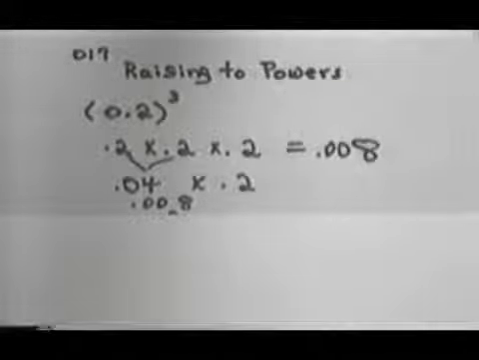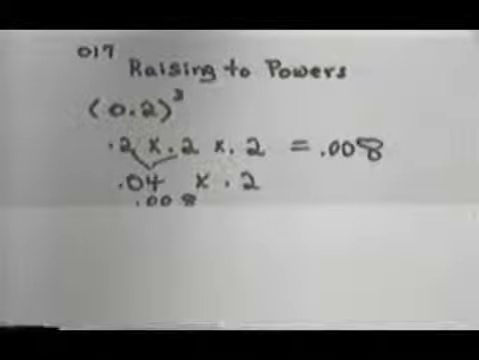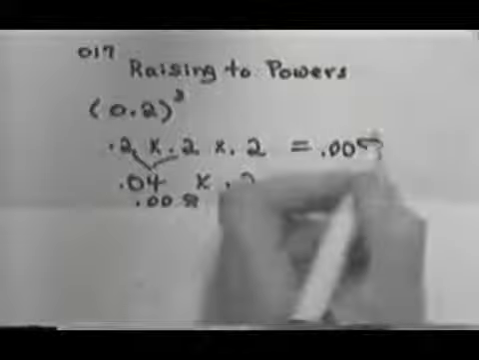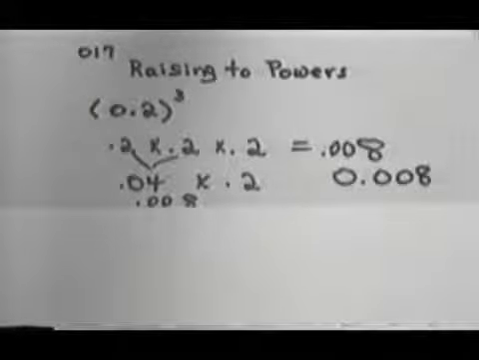So you could do the first 2, get that answer, and go ahead and put the decimal in if you like, and then do the next one. Now again, this would probably be written 0.008 to let us know that there was no whole number there.